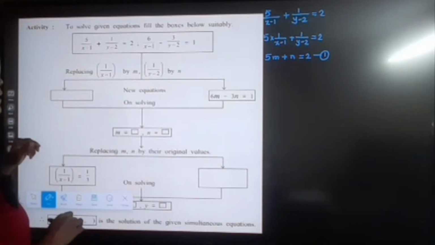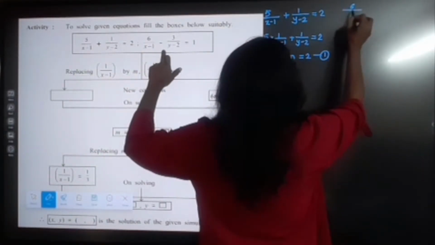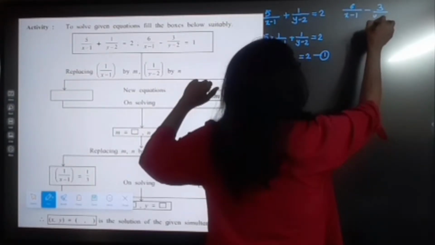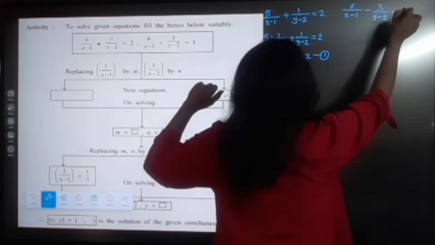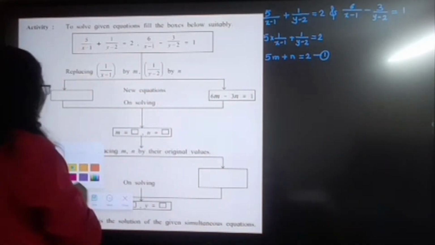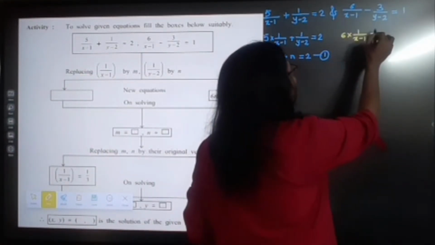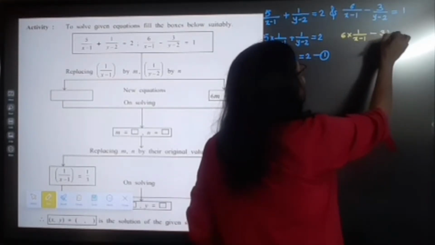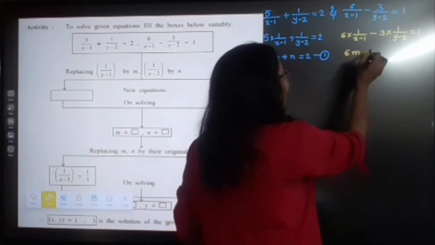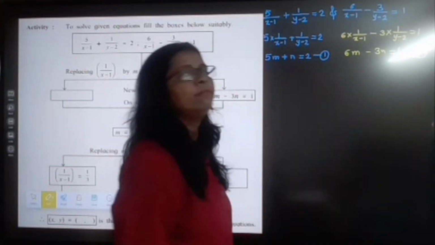Then next one, that will be 6 upon x minus 1 minus 3 upon y minus 2 is equal to 1. Okay, students? And then 6 multiplied by 1 upon x minus 1 minus 3 multiplied by 1 upon y minus 2 is equal to 1. So here it will be 6m minus 3n is equal to 1, and call it the second equation.